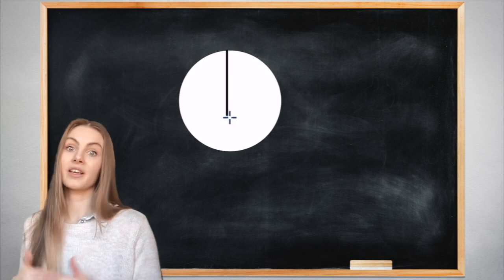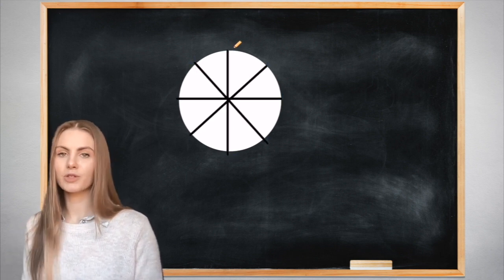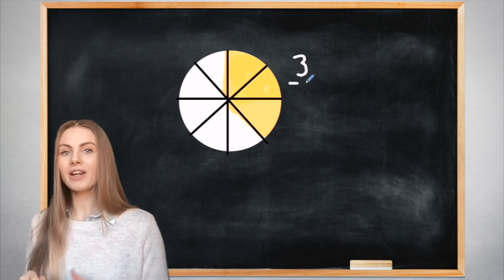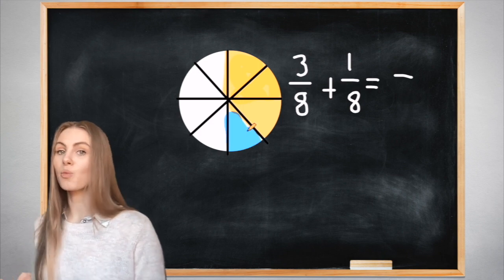Here you've got a circle that looks like a moon. We're going to split that into 8 equal parts. Let's say we've got 3 of those parts, so we've got 3 eighths. We're now going to add 1 eighth, so we're going to add another part. So we're going to write this as 3 eighths add 1 eighth.